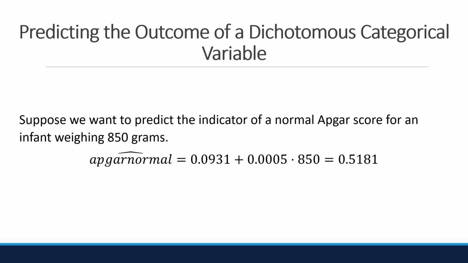Suppose we want to predict the indicator of a normal APGAR score for an infant weighing 850 grams. Here we would find the predicted indicator of normal APGAR to be equal to 0.5181, but the outcome variable should be 0 or 1. In short, we can't use linear regression when the outcome is categorical because coefficient interpretations don't make sense, predicted values of the outcome are impossible, and it violates linear regression assumptions. Instead, we need logistic regression.